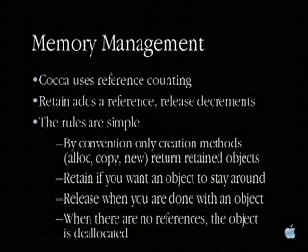Now, the basic rules of our memory management are simple. By convention, only creation methods return objects that have a retain on them. All other methods return objects that temporarily don't have any references. If you want to keep that object around, you send it a retain. When you're done with it, send it a release. And again, once it has no references, it goes away.